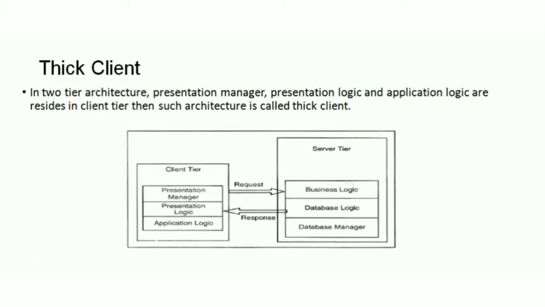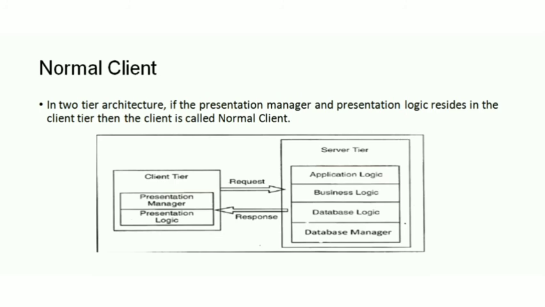Now the next one is the normal client. In two-tier architecture, if the presentation manager and presentation logic reside in the client tier, it is known as a normal client, with all the application logic, business logic, database logic and database manager at the server side. It means that the client handles the presentation part, and all the presentation logic also resides at the client side, and all the server part that works with the actual data of the request resides at the server side.